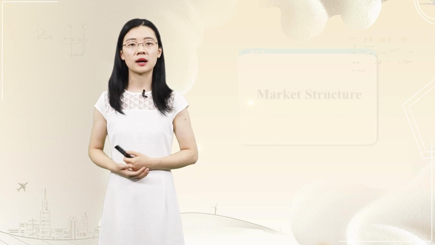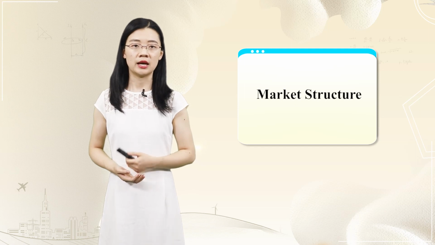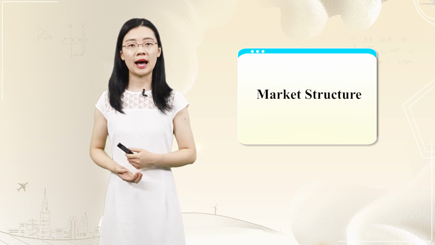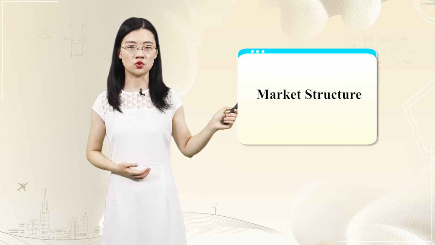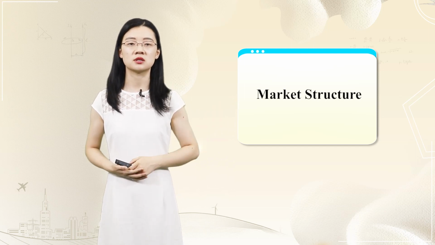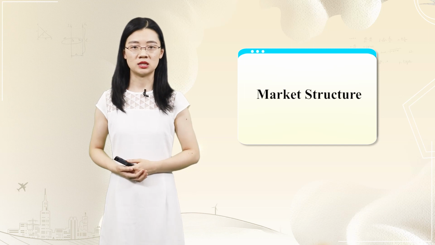So, how exactly do these different market structures affect the producer's decision? In the following lectures, we will analyze the behavior of producers in each market structure one by one. First, we start with the most competitive market, that is, the perfect competitive market. Let's elaborate the characteristics of the perfect competitive market a little bit.